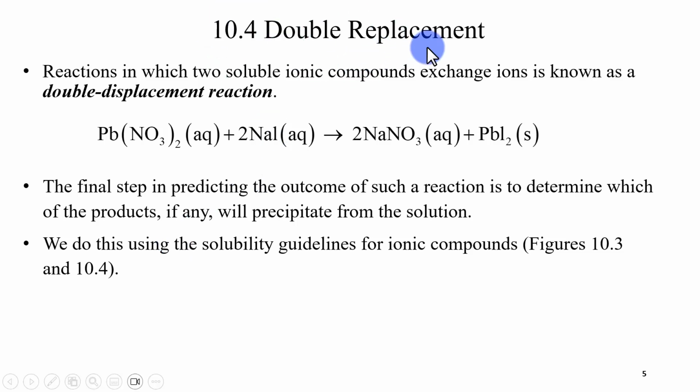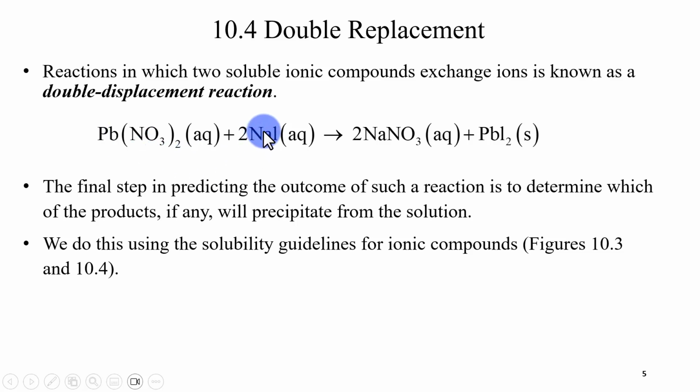We also talk about double replacement reactions. In these reactions, on the left-hand side, we have two soluble ionic compounds. So the reactants are going to be soluble ionic compounds, which are made up of positive ions like the sodium and the lead here, and negative ions like NO3 minus and I minus.